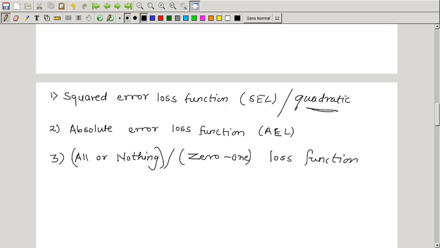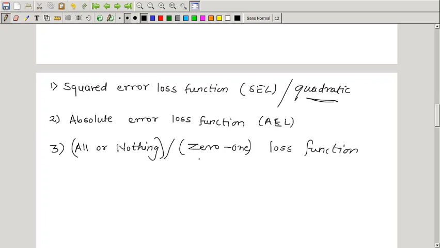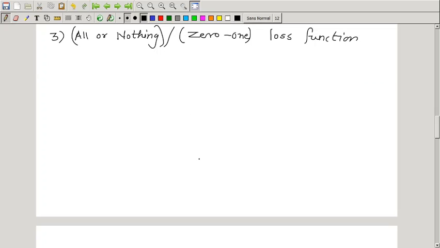After studying these three loss functions, that is squared error loss function, absolute error loss function, and all or nothing loss function, we will discuss the weighted squared error loss function in the next lecture. Using the squared error loss function, we generalize it to a weighted version, which is the weighted squared error loss function, in the next lecture.